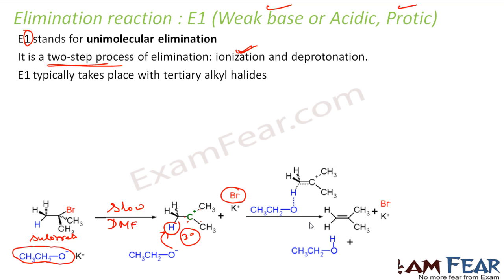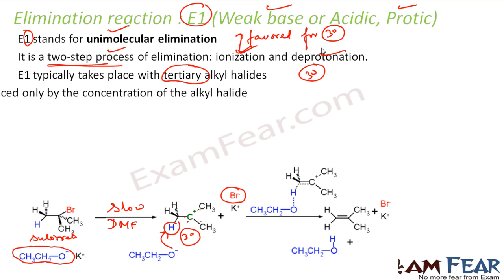Let's complete the other things in this. So this E1 reaction is a unimolecular elimination reaction, two-step: ionization and deprotonation. This is my ionization, and then this is deprotonation, because here I am removing a proton. It typically takes place with tertiary alkyl halides, 3 degrees. Why 3 degrees? Because the main step is where you form the carbocation. The ionization is the main step, and this ionization is favored for 3 degree carbon. So tertiary alkyl halides are favored.